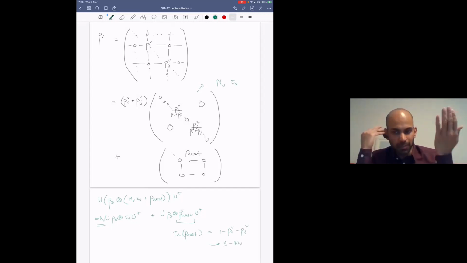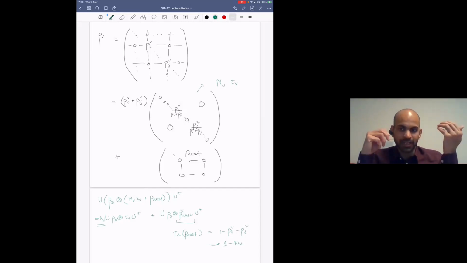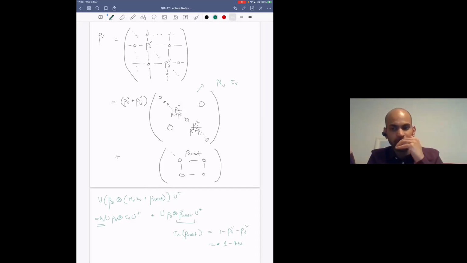So this is what I mean, though it is a bit hand-waving. I think the experimental way of saying this is, if I were to make a measurement that would check whether my system V was in this subspace or not, the two measurement operators would be the projector on the subspace and the projector on everything else. Then the probability that I get the result that it's in the subspace is NV, and the probability that I get the result that it's not in the subspace is 1 minus NV.